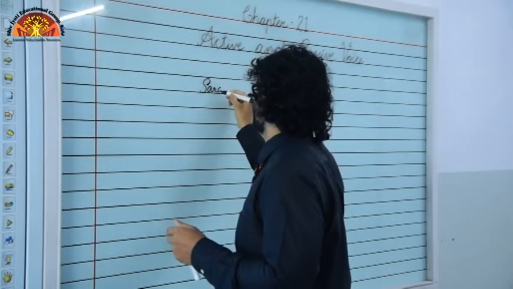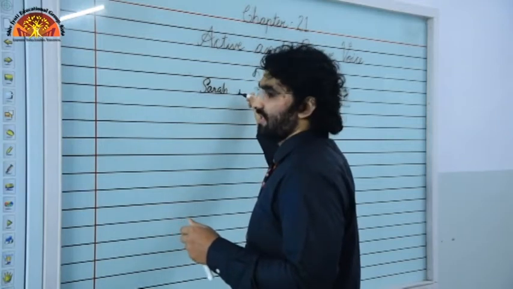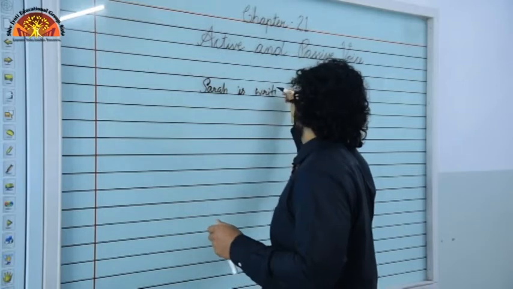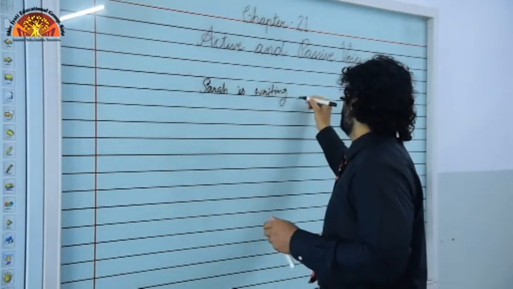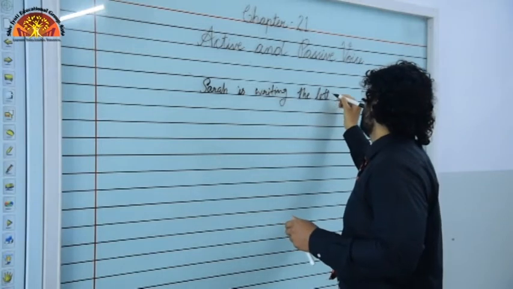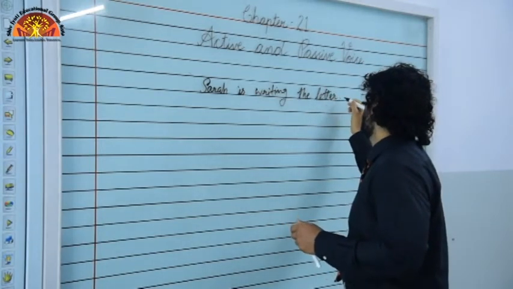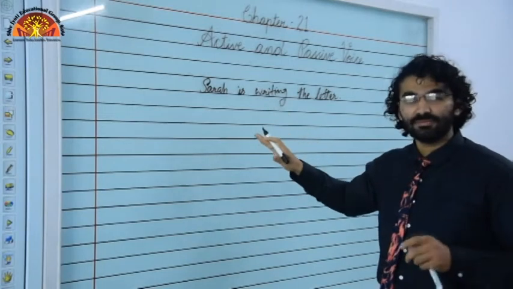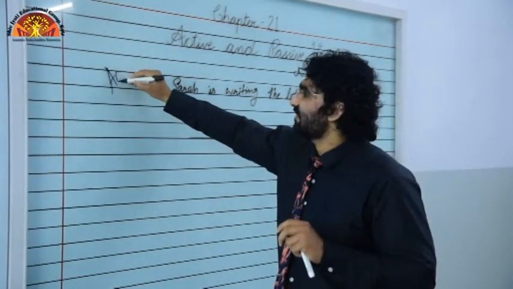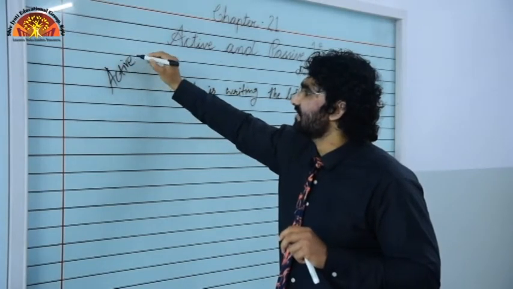Sarah is writing the letter. Sarah is writing the letter. This sentence is of active voice, right? Active voice. Sarah is writing the letter.